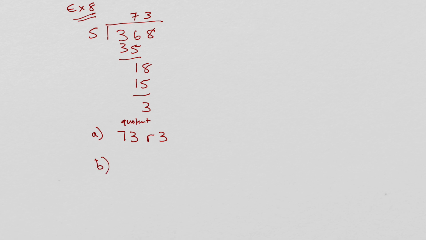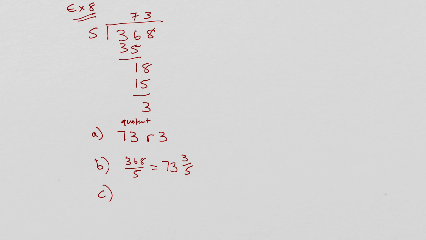Then it says write it as a fraction in mixed number format. So what you can think of is you had 368 over 5. It went in 73 times. The remainder was 3, and so that's what I mean by as a fraction in mixed number format.